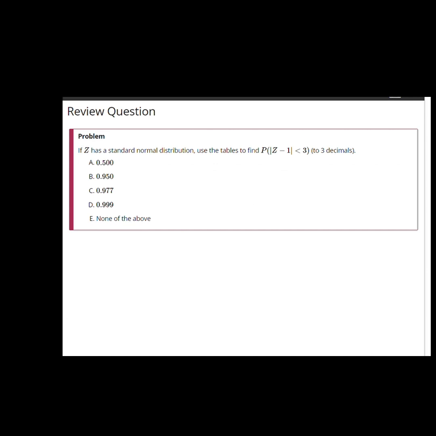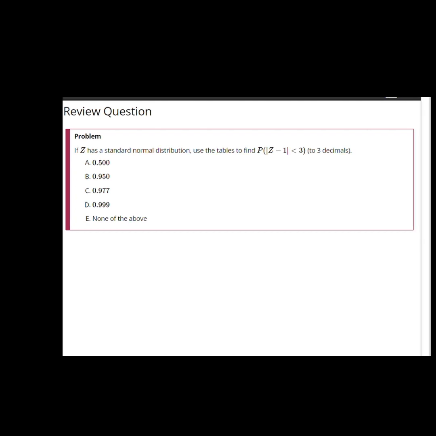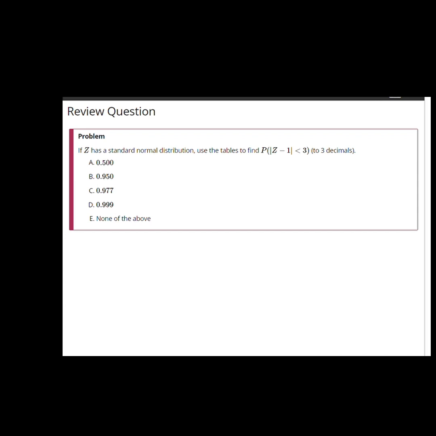Review question. Suppose z has a standard normal distribution. Use the tables to find the probability that the absolute value of z minus 1 is less than 3. Find this probability to 3 decimal places. You're given several choices A, B, C, D, and E.